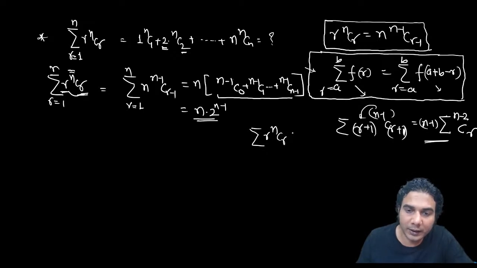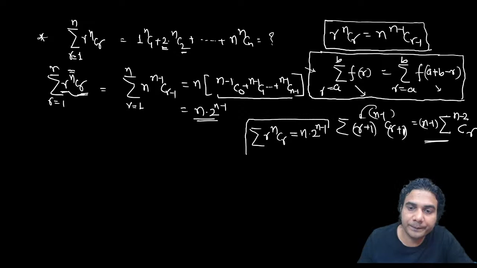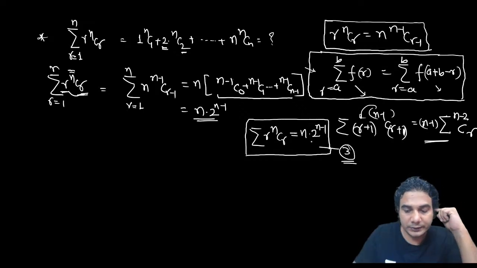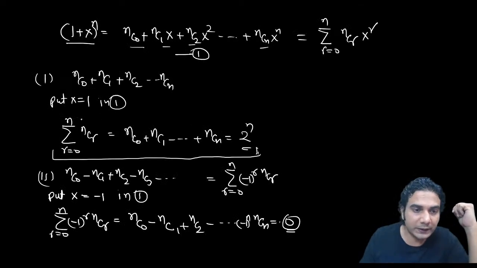r nCr. This is a formula. I will suggest you remember it like you are remembering the value of the first series. So before starting the practice session, I am telling you to memorize some of the results. So this is the third result which I am telling you to memorize. First two results were this. This was the first result.